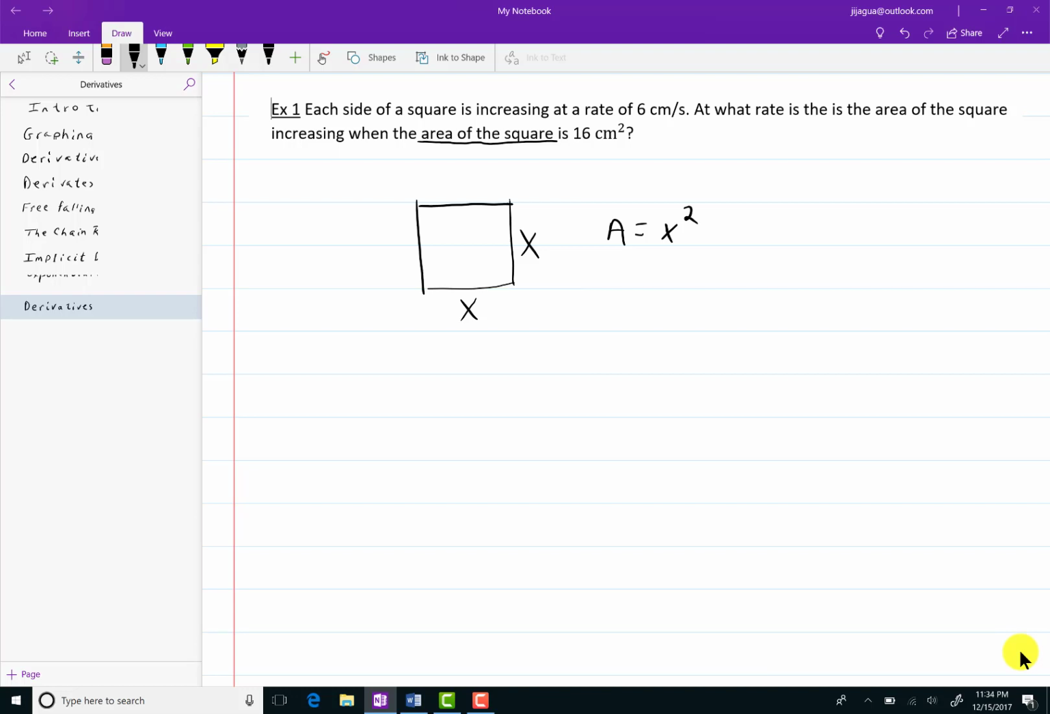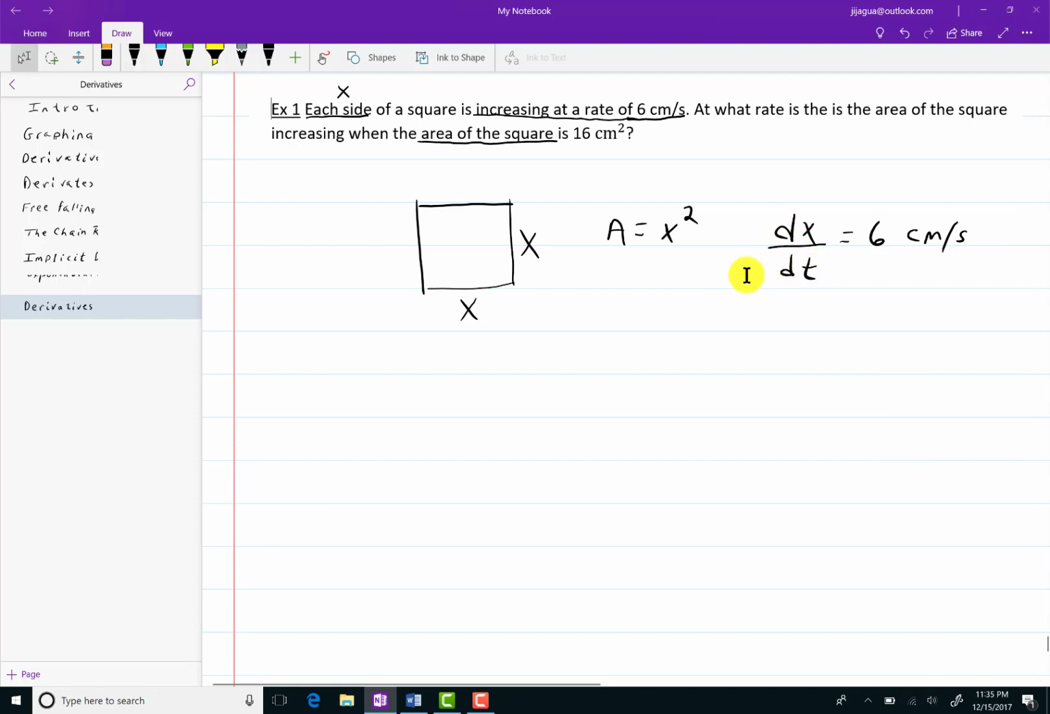Each side of a square is increasing at a rate of 6 centimeters per second. So that is a piece of information that you're given. Well, how long is each side? Well, each side has length x according to my picture. So I know that this first sentence tells me that dx over dt equals 6 centimeters per second. They just gave me the rate of change of one of the sides.